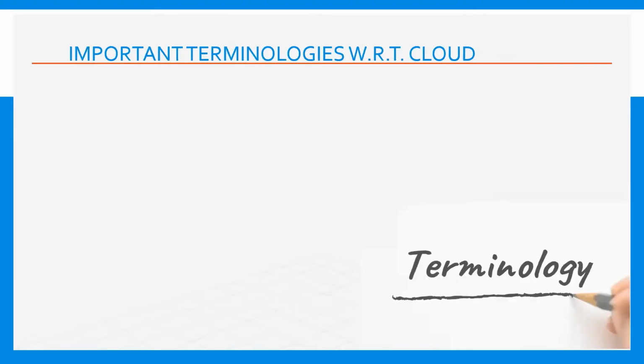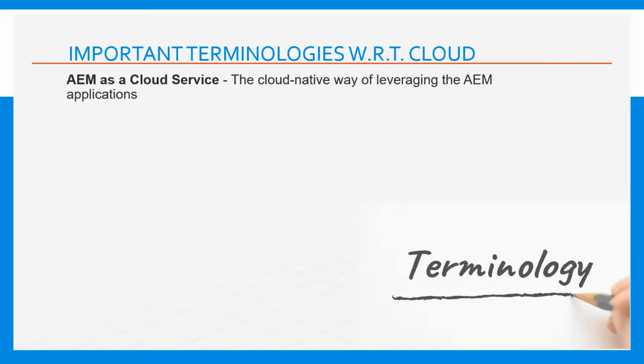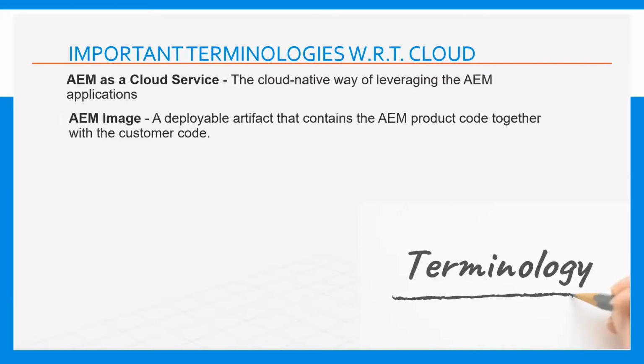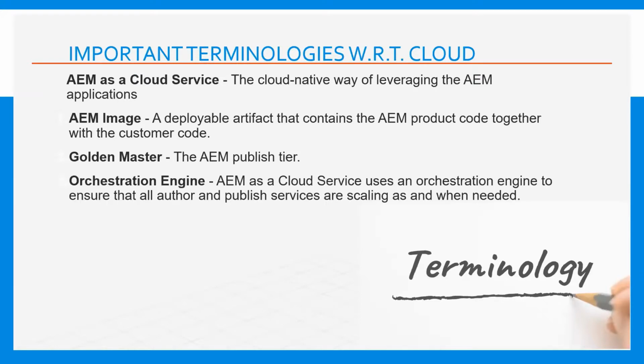Let us see some of the terminologies with respect to cloud. AEM as a cloud service is a cloud native way of leveraging the AEM applications. AEM image, a deployable artifact that contains the AEM product code together with the customer code. There is something called Golden Master. This is the AEM publish tier. Orchestration engine. AEM as a cloud service uses an orchestration engine to ensure that all author and publish services are scaling as and when needed.